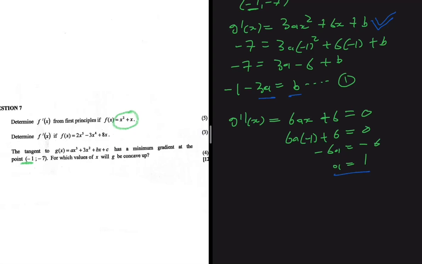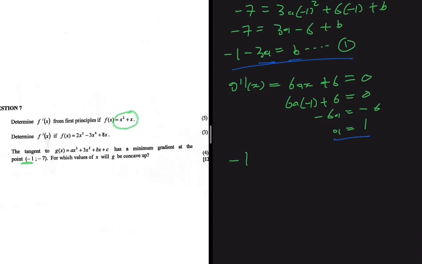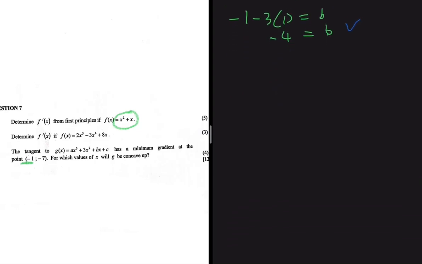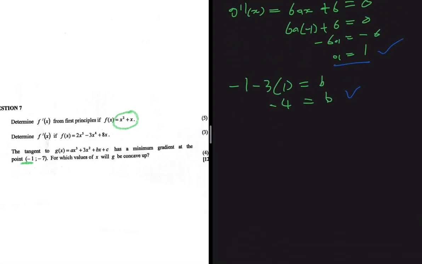Now let's go to equation 1, to this equation here, and substitute 1 so that we can find b. If we do that, we say -1 minus 3 multiplied by 1 equals b. -4 equals b. So now we have the value of a and we have the value of b. Let's substitute them in our graph g of x. Because like we have already agreed on, if we find a and b, it becomes extremely simple to find for which values of x g will be concave up.